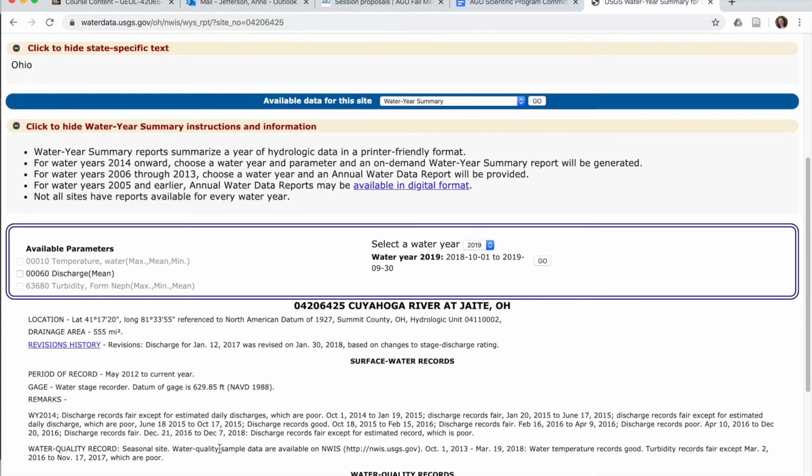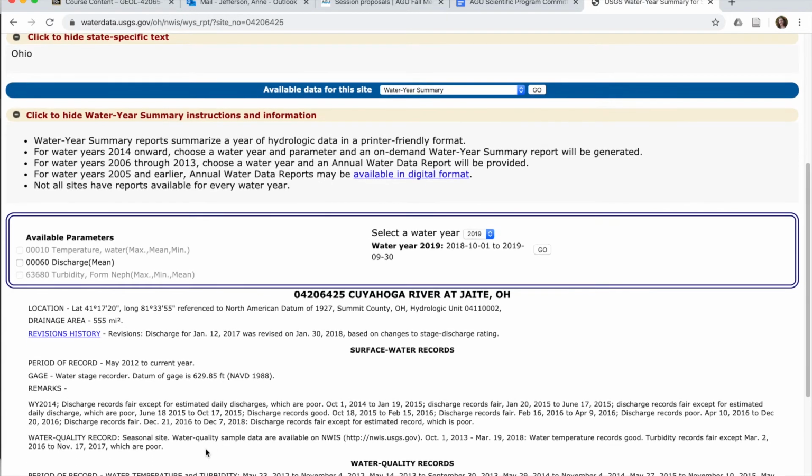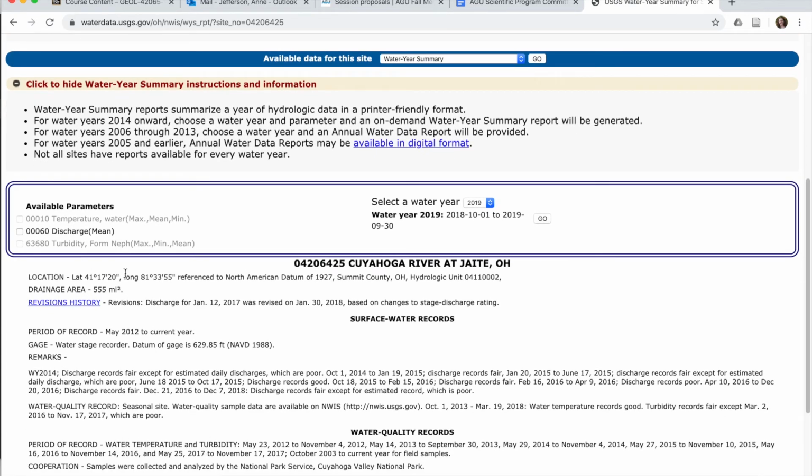But you can see here a little bit more information about how well the USGS thinks they've done in capturing the data. So if we go down to, there's the location again, the drainage area, period of record, how they're measuring stage. And then they give us information about the quality of the surface water records. So here, discharge records fair, except for estimated daily discharges, which are poor. We'll come back and we'll talk about those estimated daily discharges. And then they kind of go through and break it out by each year.